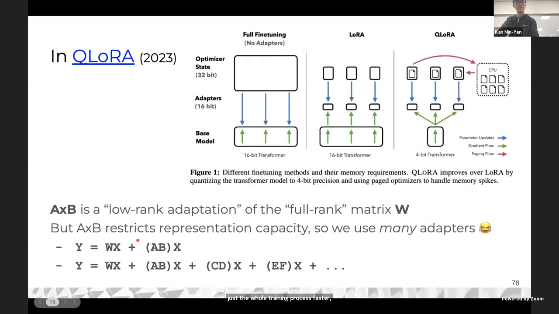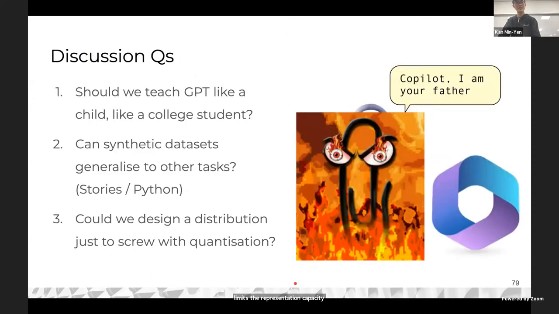And then you go to QLoRa, which is kind of the same thing, except you quantize stuff, right? So again, it's even faster, with even more heuristics to squeeze more performance out. And then there's this funny idea in QLoRa where, if low rank limits the representation capacity, why don't we just add more adapters? So you just literally add more trainable parameters and it still kind of works. And yeah, that is the end.